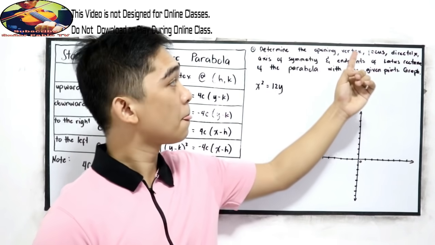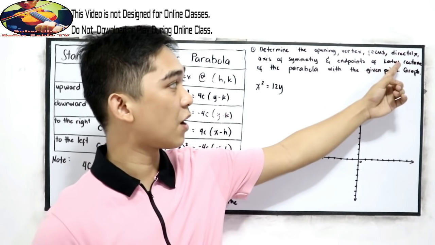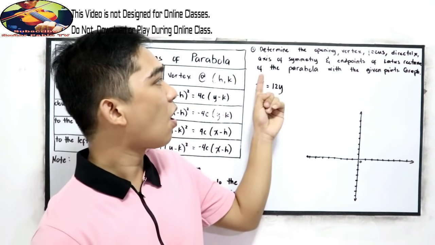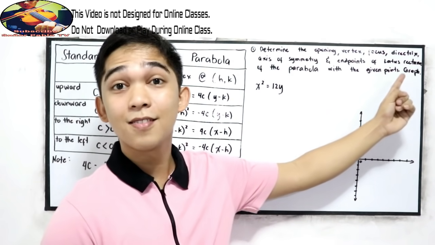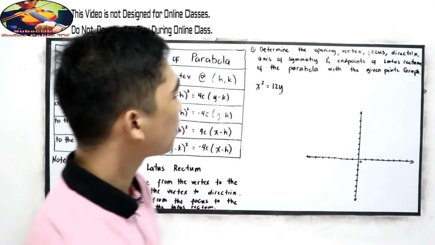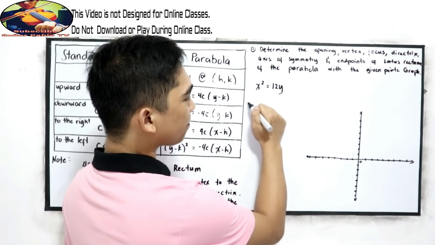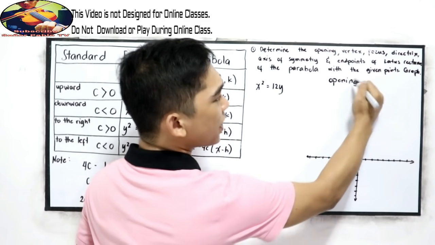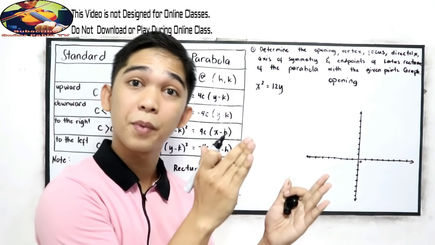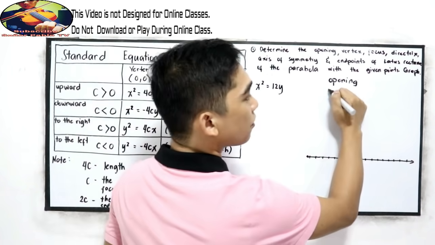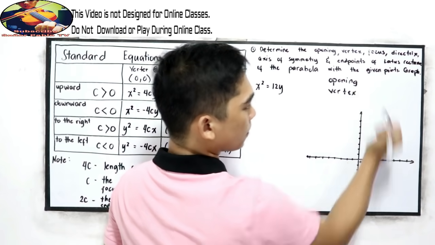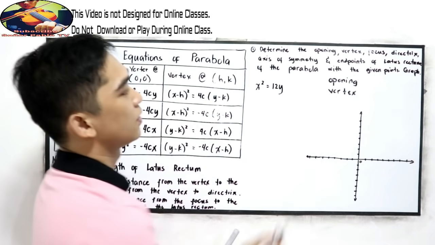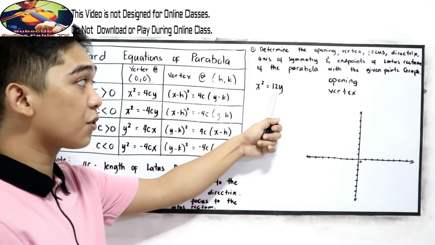Determine the opening, vertex, focus, directrix, axis of symmetry, and endpoints of the latus rectum of the parabola with the given equation. Then graph. So we're going to find the opening, whether it is upward, downward, open to the left or open to the right. Then the vertex, focus, directrix, axis of symmetry, and endpoints of the latus rectum. Given the parabola, x squared is equal to 12y.